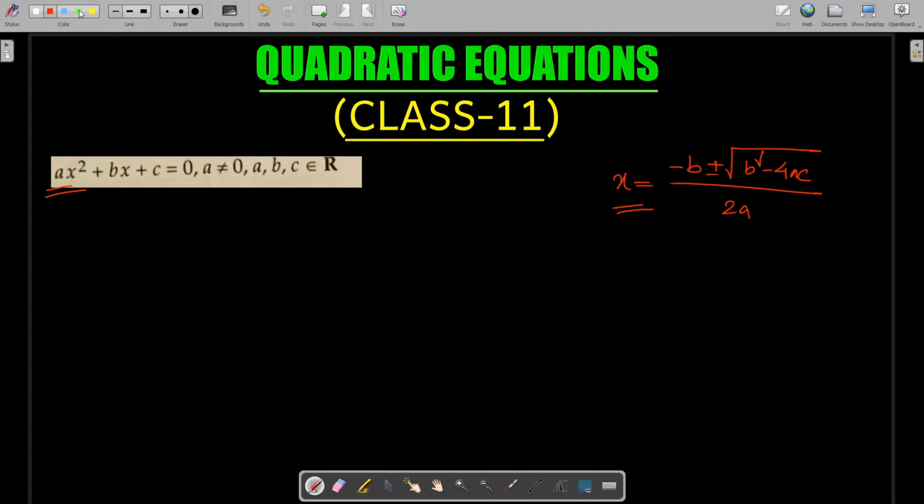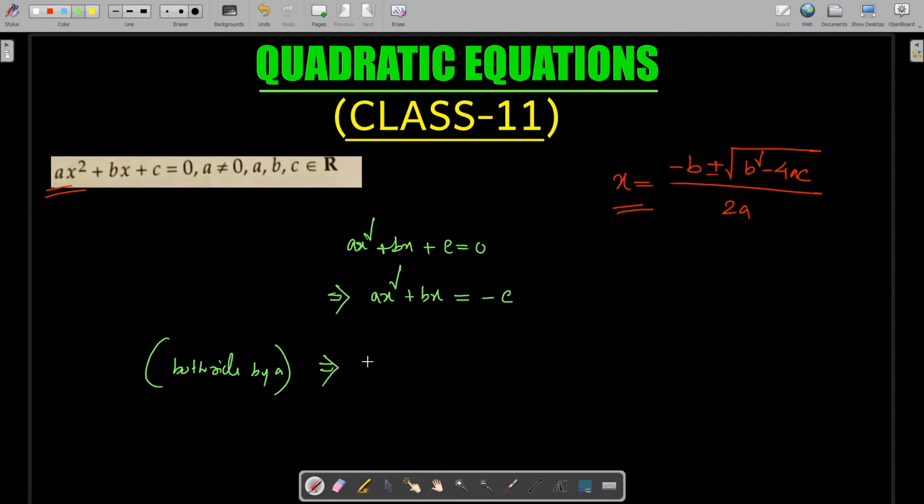So let's start. So it's given ax square plus bx plus c equals to 0. The first thing that we're going to do is we'll take the c on the other side, so it will become ax square plus bx will be equal to minus c. Now what we'll do in the next step, we will divide both sides by a. So it will become what? X square, then we'll get b by ax, and here we will get minus c by a.